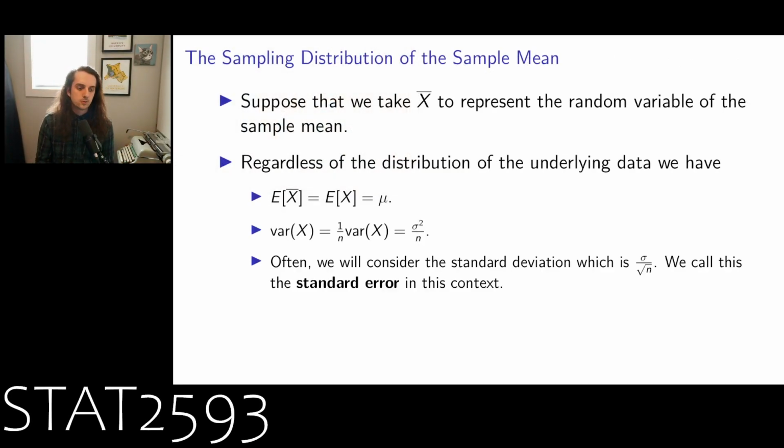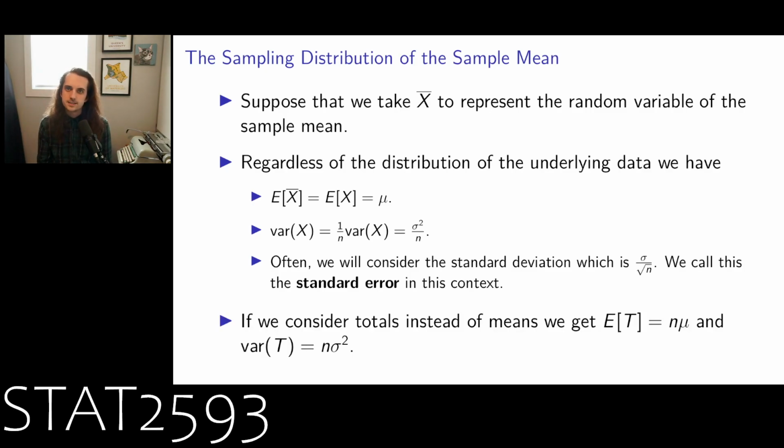Now, often we're going to be looking at the standard deviation of the sample mean, and we give this one a special name. We call it the standard error. And if you just take the square root of the variance, we're going to get sigma over the square root of n, right? And so again, these things hold true no matter what the distribution of the data is. This is just a simple application of the properties of expectation and of variance.